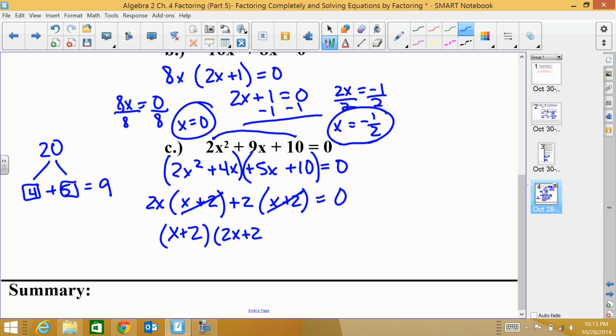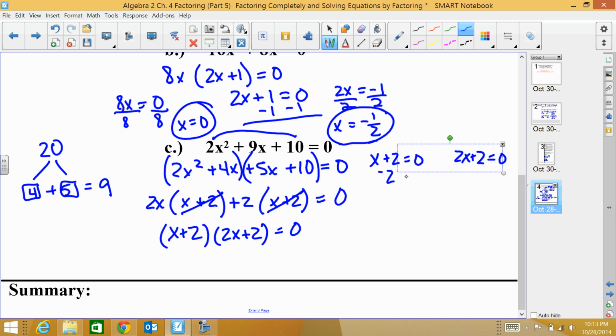If I take that out of both parts, then I get x plus 2, and then I have 2x plus 2 equals 0. To solve for x, I need to set both parts equal to 0, because if this equals 0, then the whole thing is going to equal 0. Same thing, if this equals 0, the whole thing will equal 0. So I have two things: x plus 2 equals 0, and 2x plus 2 equals 0.